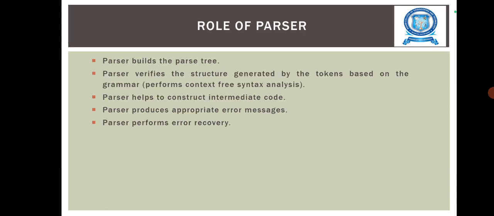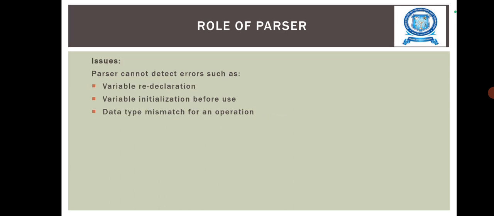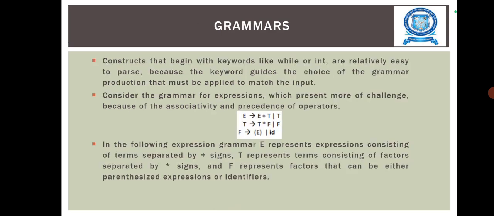Role of parser. Parser builds the parse tree. Parser verifies the structure generated by the tokens based on the grammar that is used to perform context-free syntax analysis. Parser helps to construct intermediate code. Parser produces appropriate error messages. Parser performs error recovery. Issues: Parser cannot detect errors such as variable redeclaration, variable initialization before use, and data type mismatch for an operation.